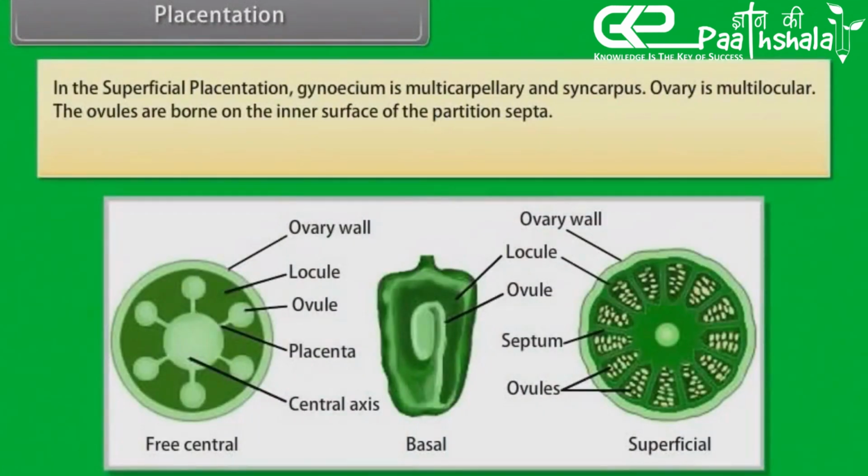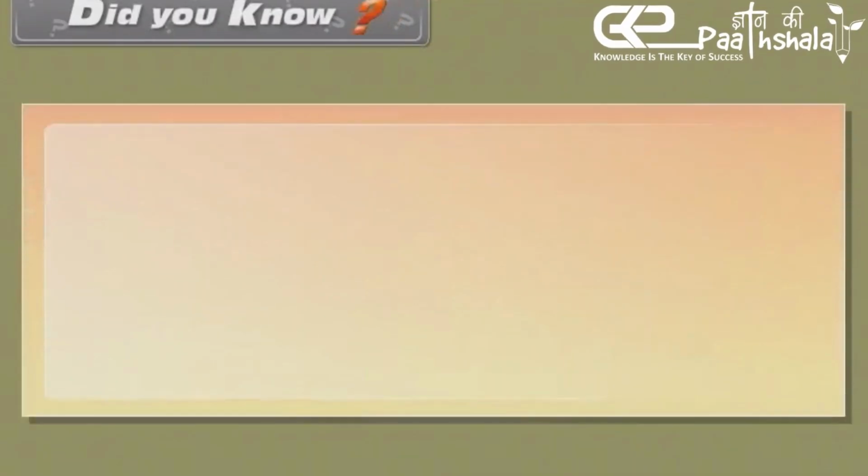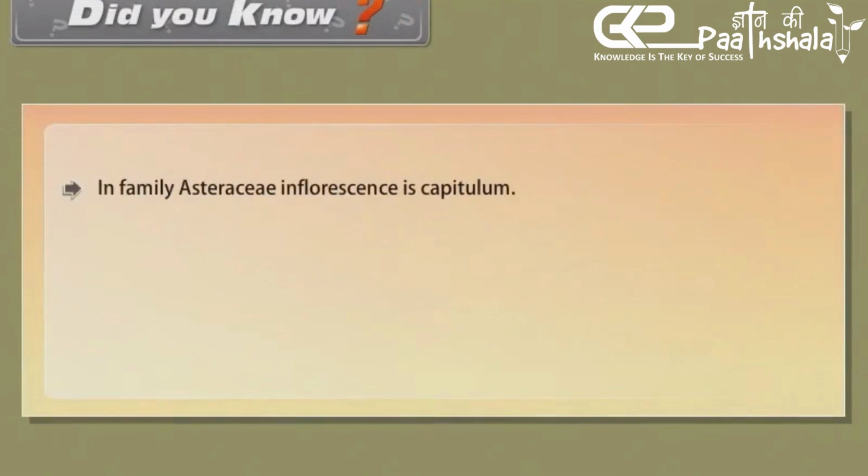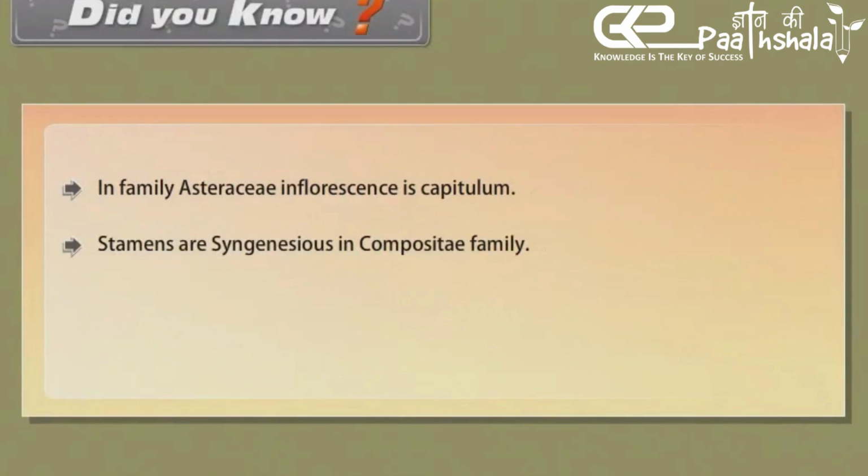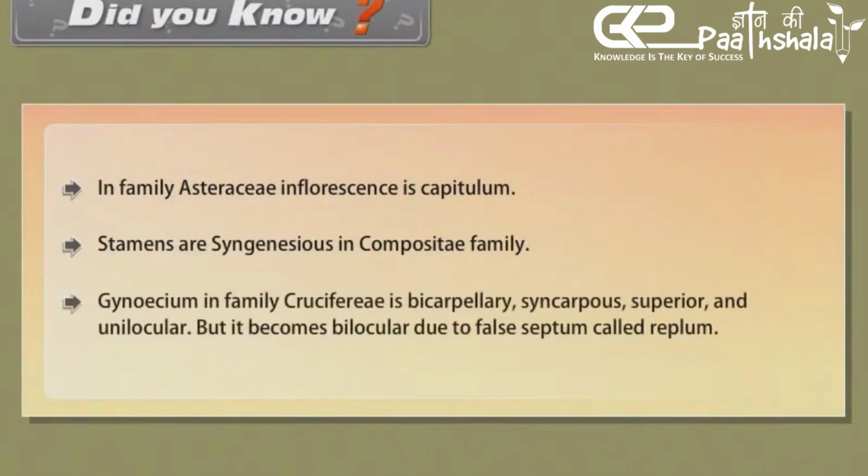In the superficial placentation, gynoecium is multicarpellary and syncarpous. Ovary is multilocular. The ovules are borne on the inner surface of the partition septa. Example: Nymphaea. Did you know, in family Asteraceae, inflorescence is capitulum. Stamens are syngenesious in composite family. Gynoecium in family Cruciferae is bicarpellary, syncarpous, superior and unilocular, but it becomes bilocular due to false septum called replum.